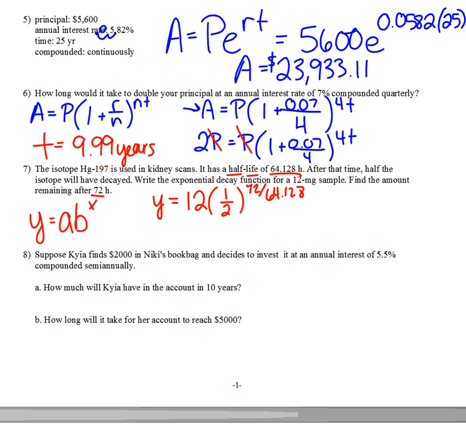Okay, so how long would it take me to get one half-life? 64.128 hours, exactly. But I have a little bit more than that. I have 72. So I'm trying to find out how many half-lives I have. So I take 72 and I divide it by 64.128. And in the end, you get that you will have 5.51 milligrams of mercury in 72 hours. Okay.